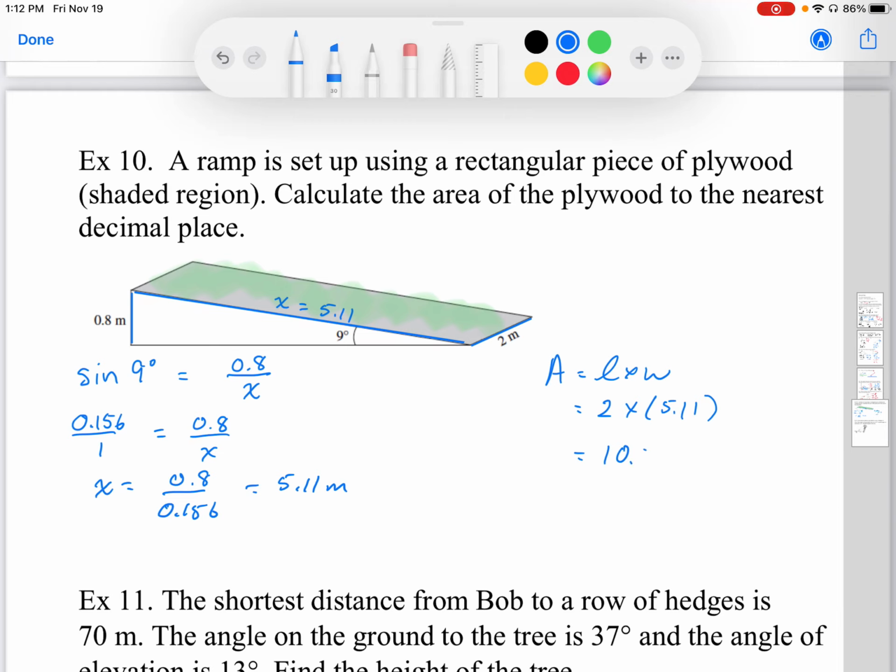So I'm just going to round that to 10.23 meters squared. Now, if you rounded and kept the rounded number, you're going to get 10.22. But I kept all the decimals and I ended up with that value. So there's the area of that plywood. That represents the area of the plywood that we're looking for.